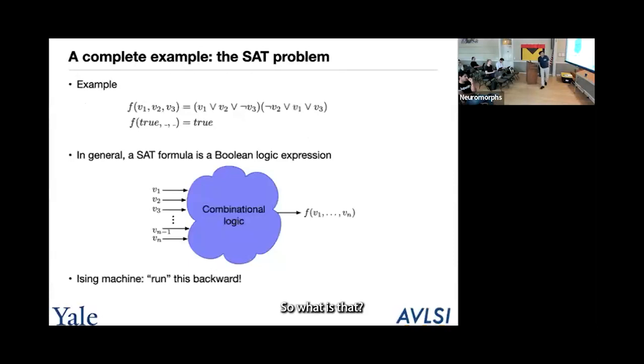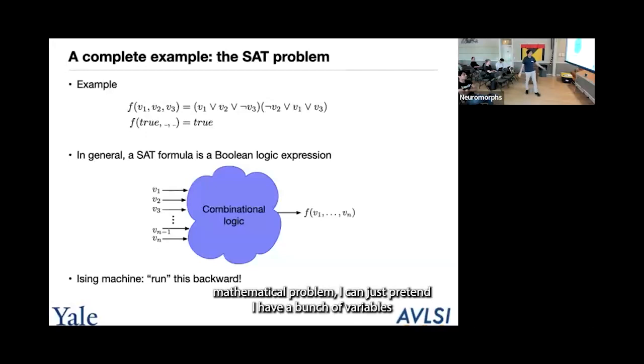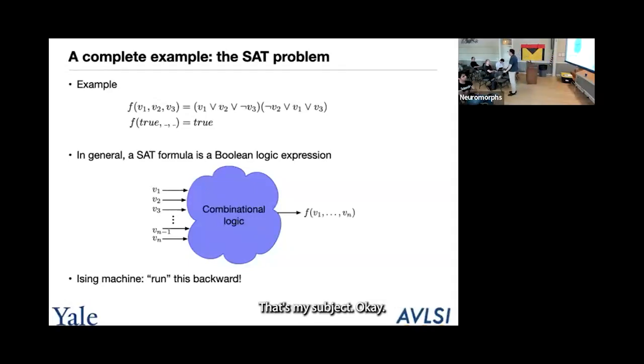So, what is SAT? I can just think of SAT as a Boolean formula, some function, and I need to just find an assignment of variables that makes it true. So, instead of viewing it as a mathematical problem, I can just pretend I have a bunch of variables with some combinational logic whose output happens to match the Boolean formula. That's my SAT expression.